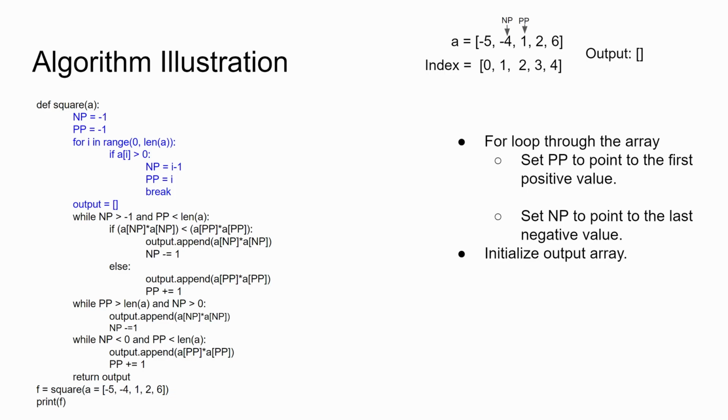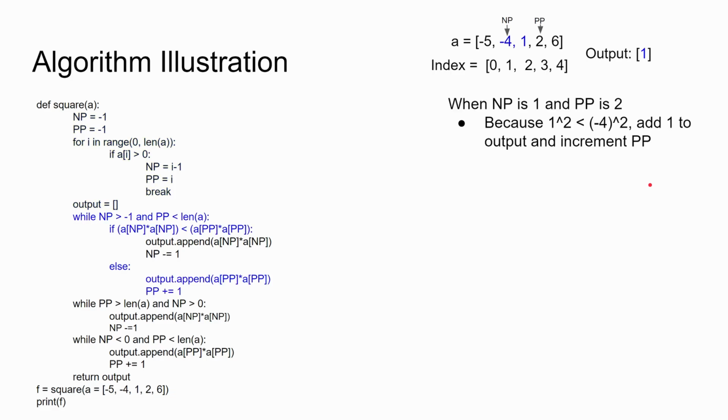And then this is an illustration of the code. Function square takes the input of A, which in this case is -5, -4, 1, 2, 6. NP and PP both start at -1. It'll flow through the array, and it'll set PP to point to the first positive value, which in this case is index 2, and it'll set NP to point to the last negative value, which in this case is index 1. And then it will initialize the output array to start as empty.